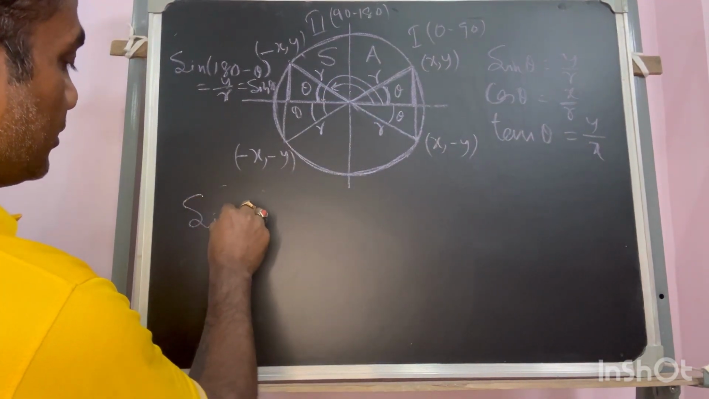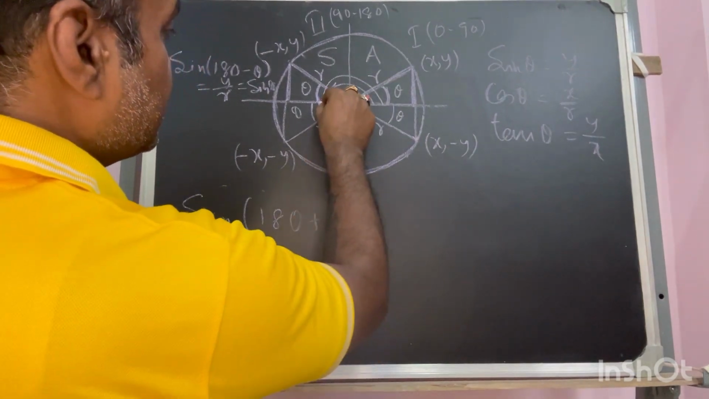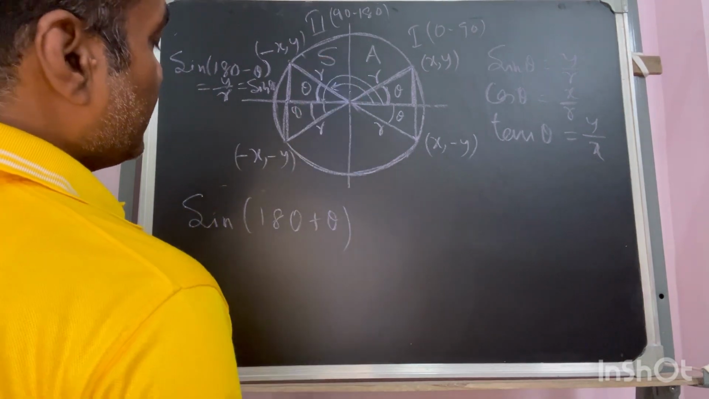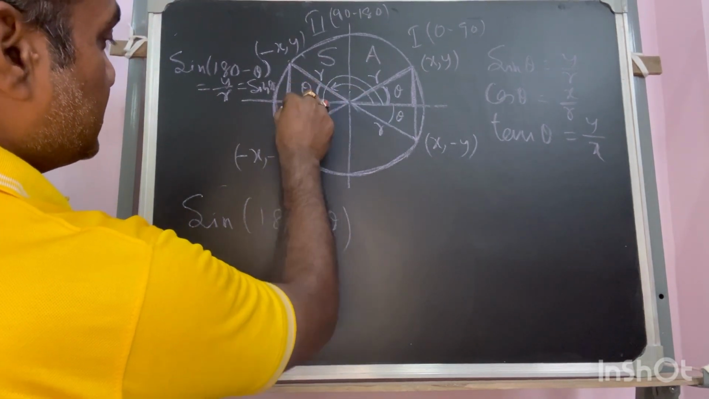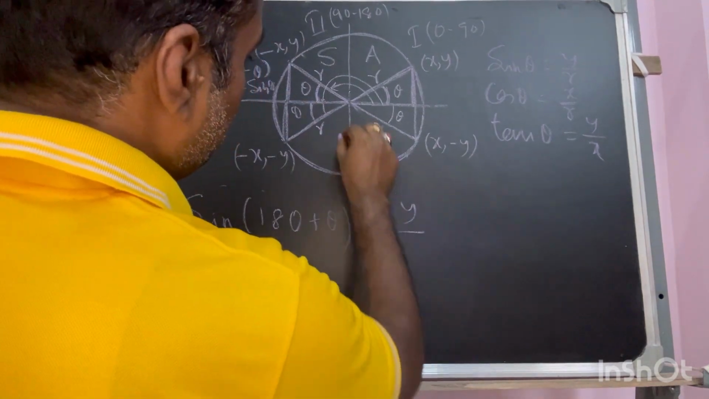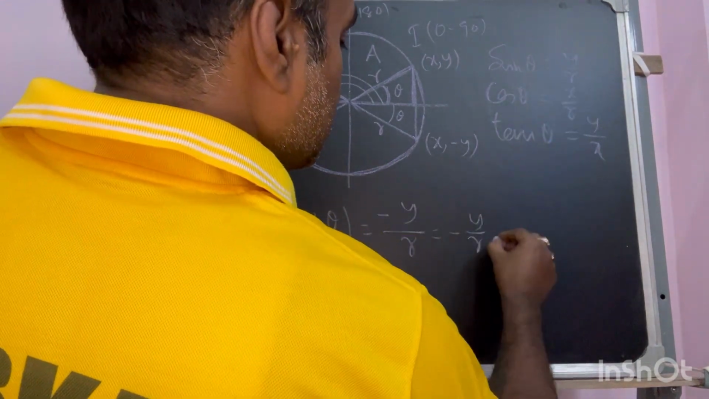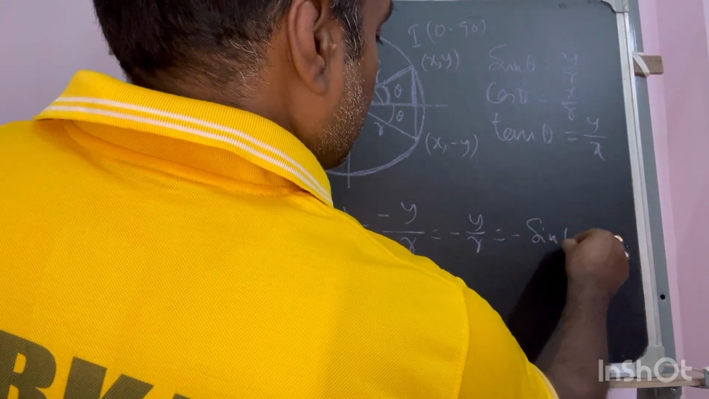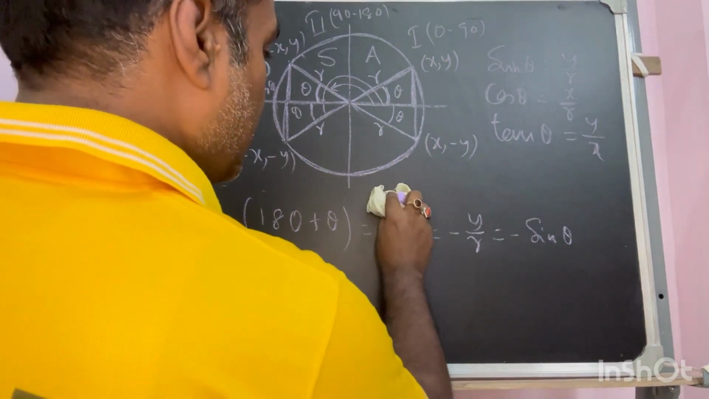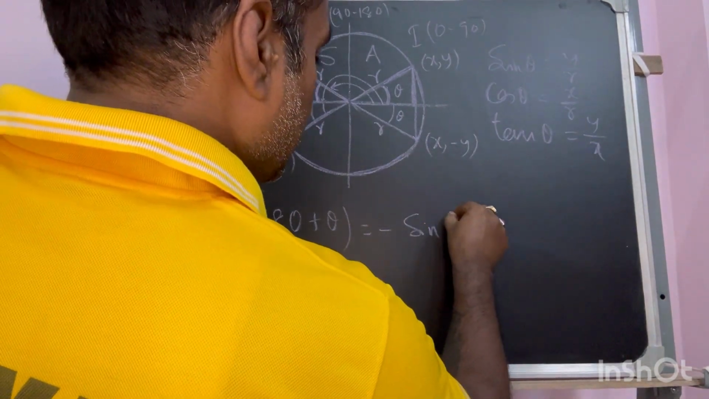So now we'll take the angle 180 plus theta. Basically this is the triangle on which we'll calculate, this is how much theta. But the coordinate is how much? This is minus, this is minus. So sine will be how much? This will be minus y upon r, r is always positive. So this is equal to minus y by r, but y by r is how much? Minus sine theta. Now you can see that sine in the third coordinate is negative. So I can directly write sine of 180 plus theta is minus sine theta.